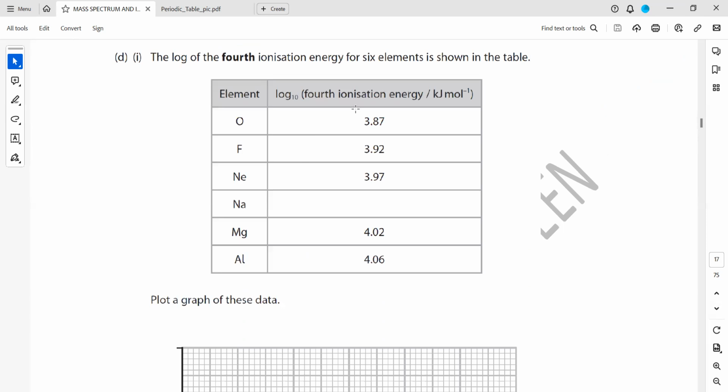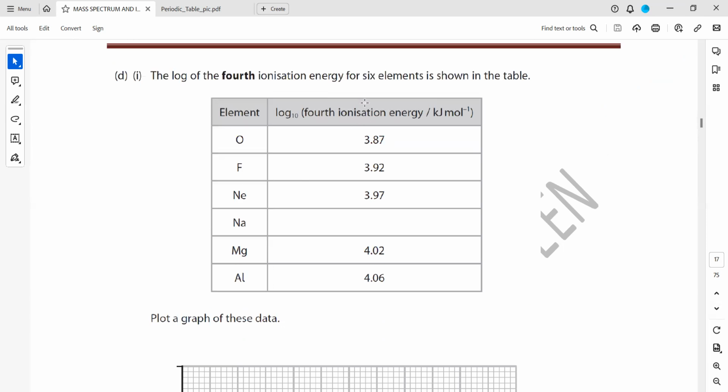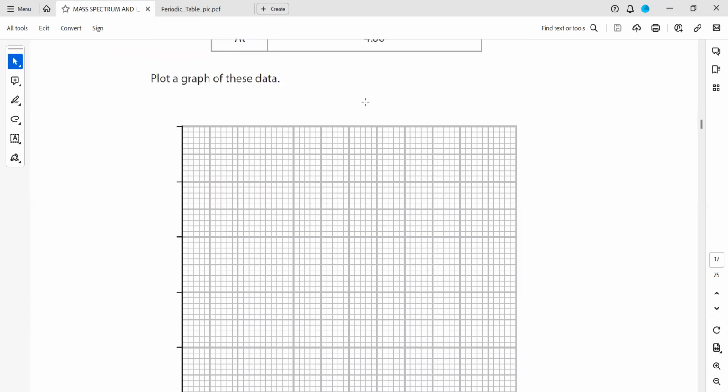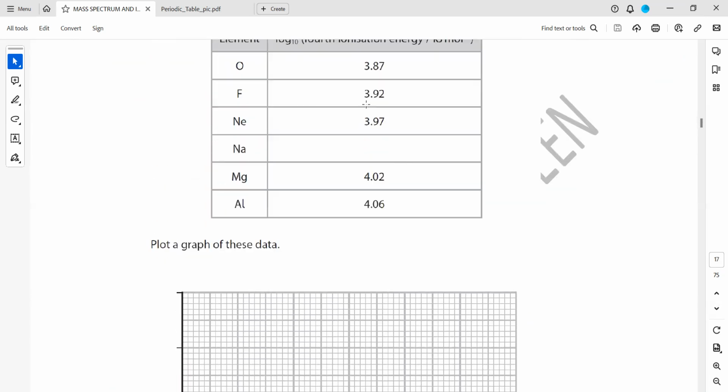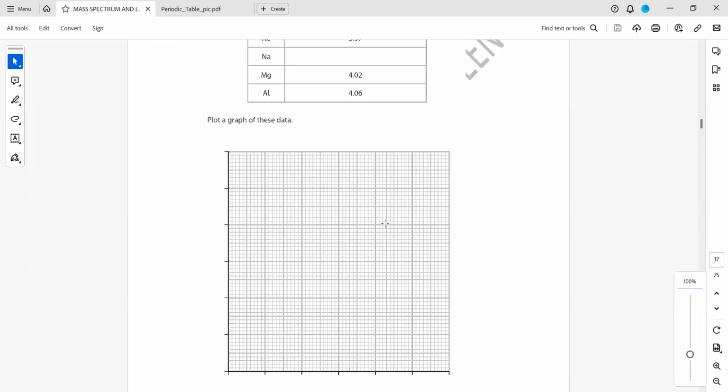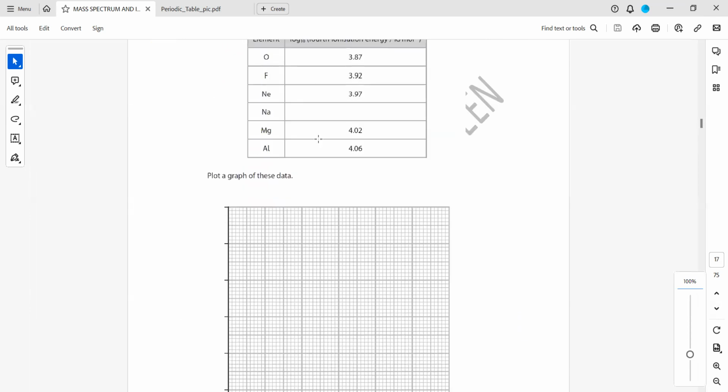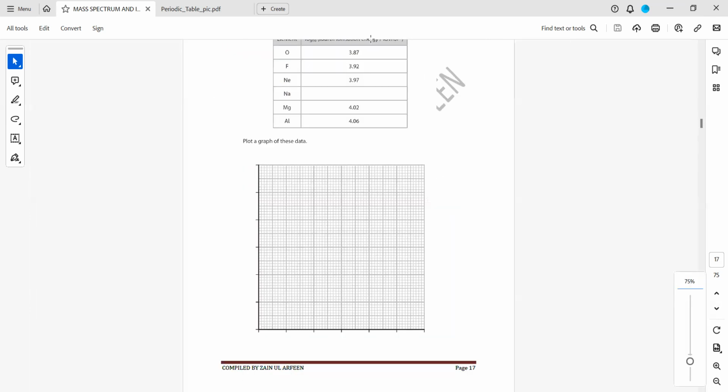Then the log of the fourth ionization energy of 6 elements is given in the table. Plot the graph. You have to plot these results. This part is like plotting, marking the x-axis and the y-axis. For the x-axis, the elements: you have oxygen, fluorine, neon, then sodium, magnesium, and aluminum.